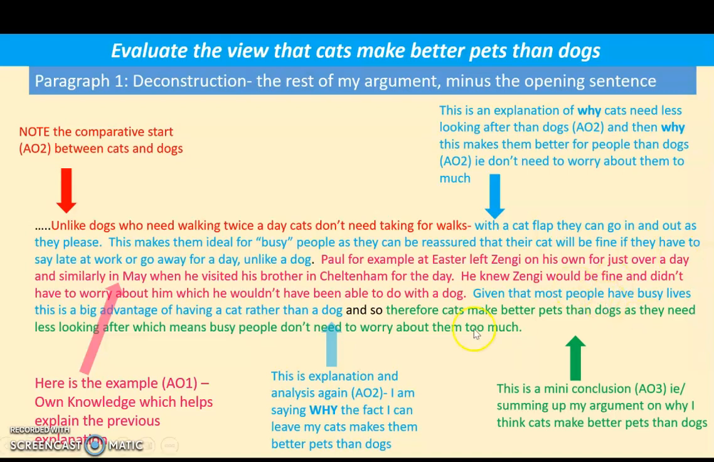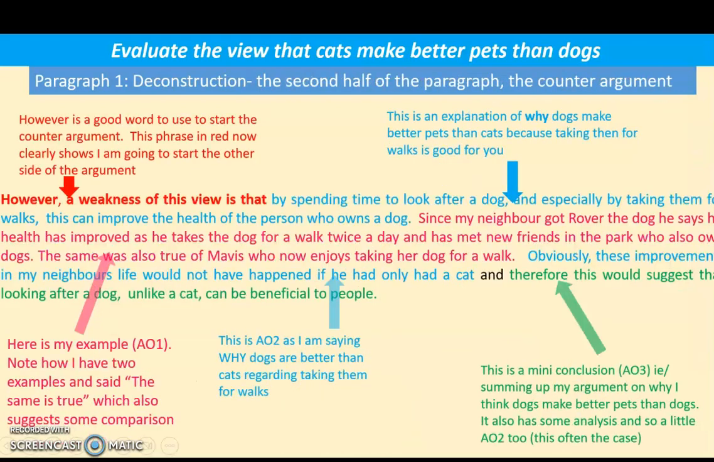Then the second half comes next, which should be a similar length to the first half. It shouldn't be like one word, it should be a similar length. And this is the view to say that actually dogs are better than cats on this issue of how much looking after they need. "However" is often quite a good word to use for starting these counter arguments, and I quite like a phrase like "a weakness of this view". So a weakness of this view is that dogs are better than cats, basically.